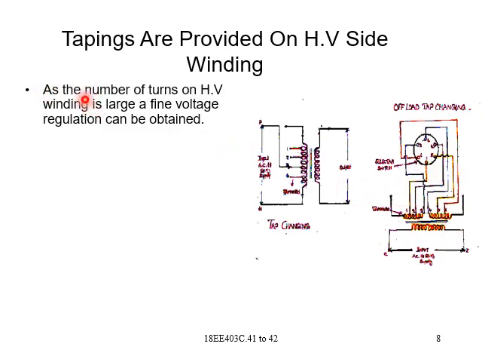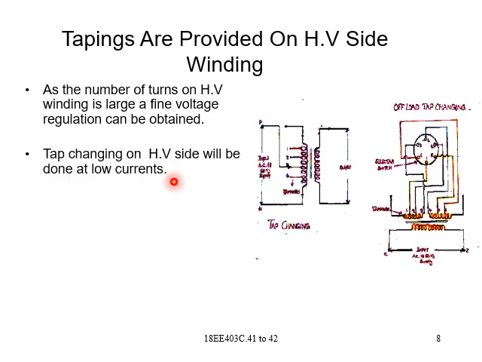So here you can see, as the number of turns on HV winding is large, a fine voltage regulation can be obtained. The tap changing on HV side will be done at low currents. Why is the tapping done on the HV side only? Because on the HV side the voltage is high but the current is low.